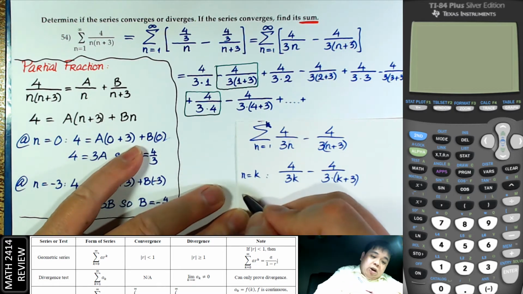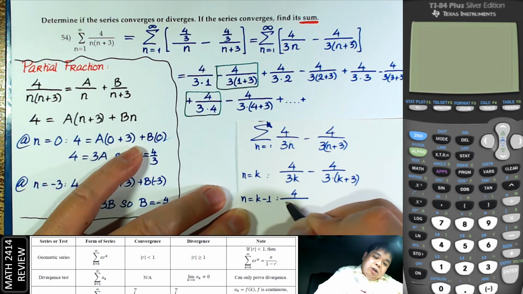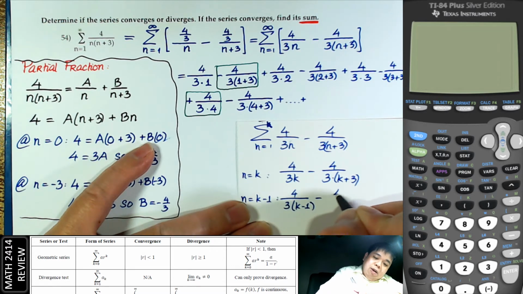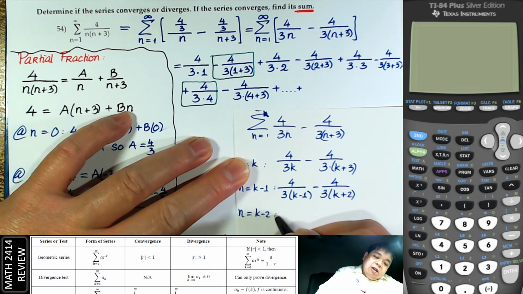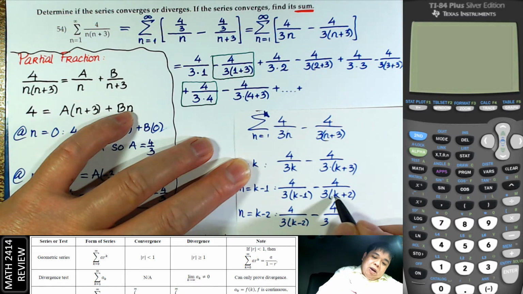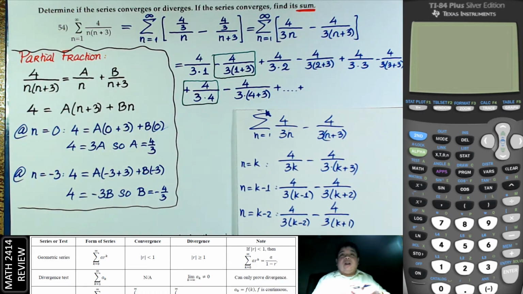So we need the term before that, which is 4 over 3 times k minus 1 minus 4 over 3 times k minus 1 plus 3, k plus 2. And now the term before that, 3k minus 2, and then 3k minus 2 plus 3, so k plus 1. Right, so that's 3 negative terms if we stop at k.